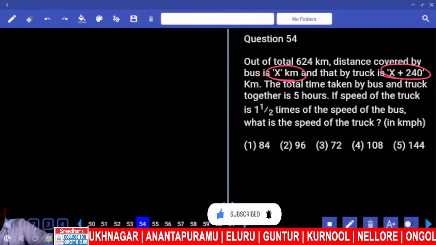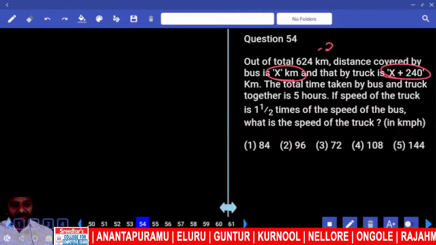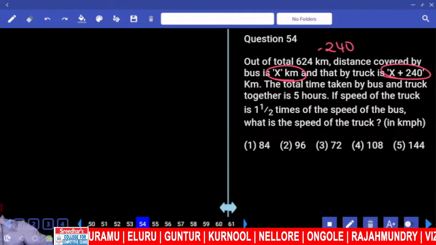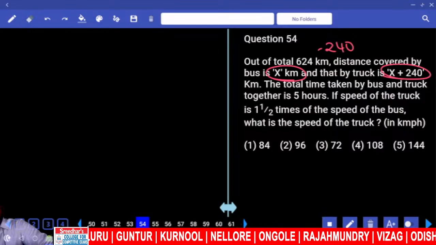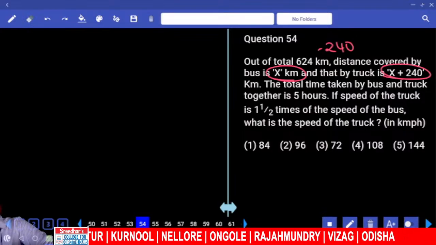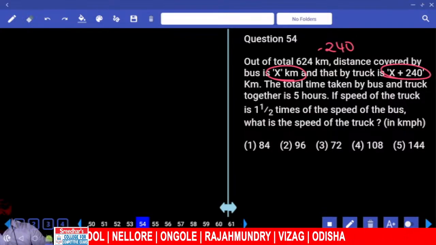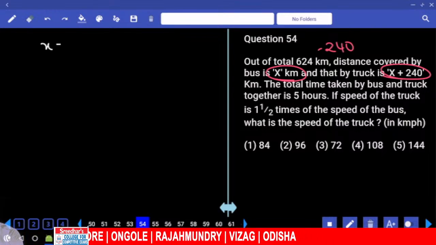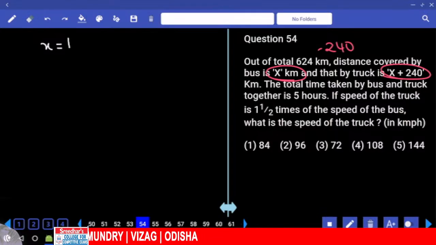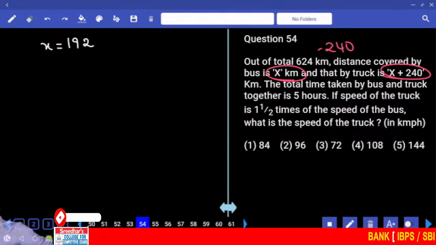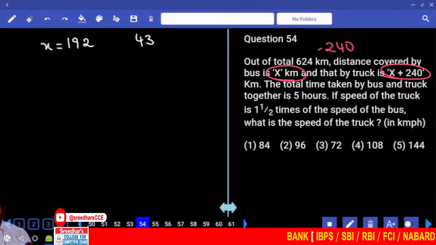240 goes to the other side, minus 240. Subtract 300, add 60 later. Subtract 300, 324. Add 60, 384. Then x is equal to 384 divided by 2, which is 192. This is the distance covered by the bus. Then the truck covered 240 more than this number. Add 240, 432. This is the distance covered by the truck.